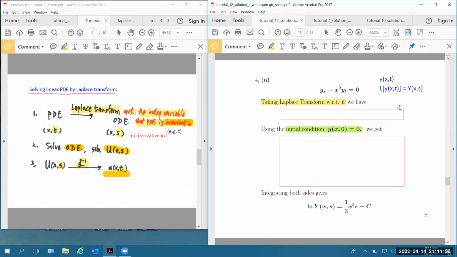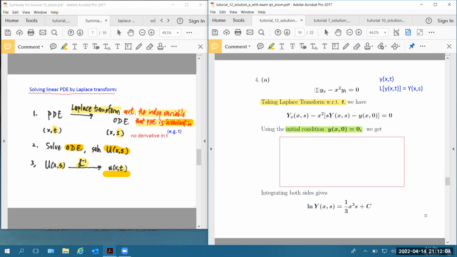Now I'm going to Laplace transform with respect to t, the independent variable that the PDE is invariant in. It's not that it is always with respect to t, but it just happened that here, this PDE is invariant in t. Okay, let's go and do the Laplace transform.